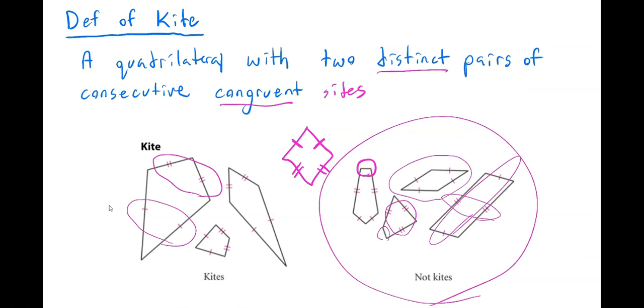So again, I'm just giving you a bigger picture of geometry. Some books actually define this with at least 2 pairs of consecutive congruent. So actually this could be a special kite in some books, but not in this book. In this book, it is not a kite. A kite is not a rhombus, okay?